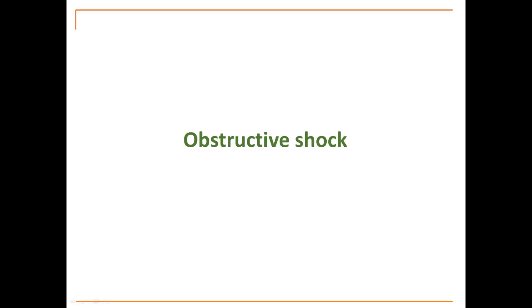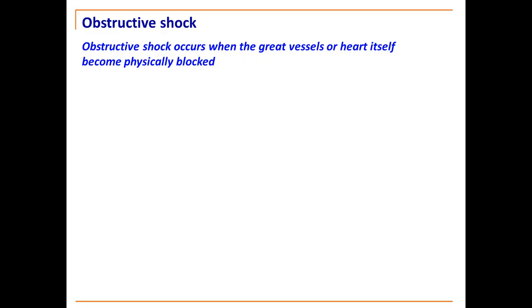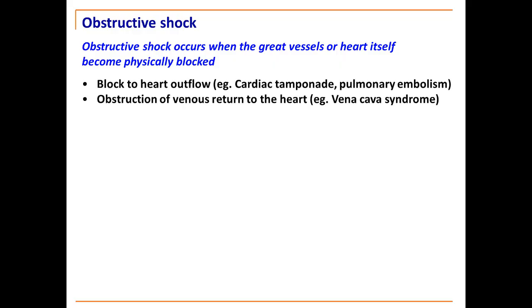So we're just going to touch on obstructive shock now as well. And actually, obstructive shock and cardiogenic shock have much in common, and they're frequently clumped together as one. It occurs when the great vessels or the actual heart itself become physically blocked. And you can imagine if blood flow from the heart is reduced due to a decrease in your venous return, so that obstruction of the venous return to the heart, for example, in vena cava syndrome.